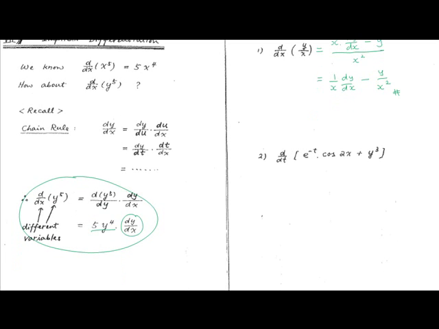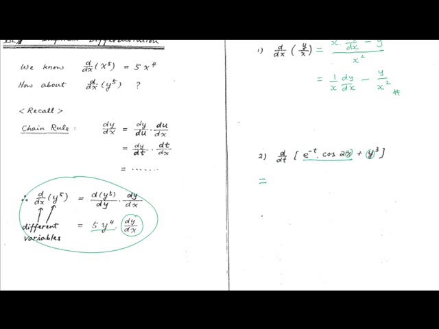Now, let's illustrate with another example. This is more complicated because in the expression here, you will find three different variables, t, x, and y. And I'm differentiating with respect to t. So only this matches, this does not match, and this does not match. So I will have to take care of it by chain rule later.